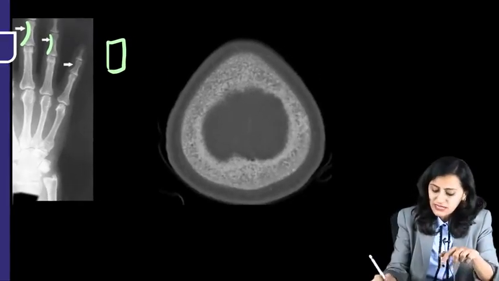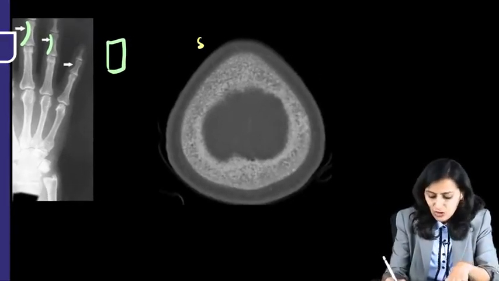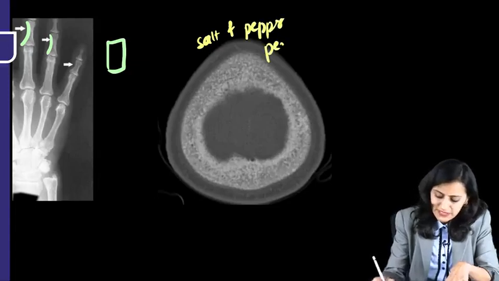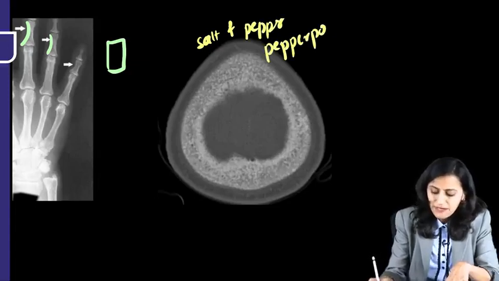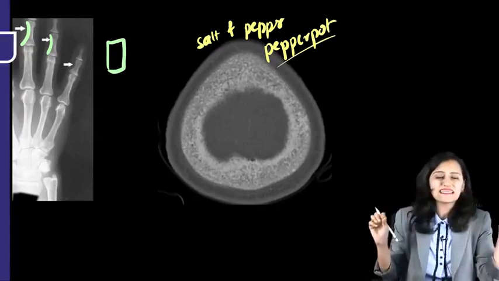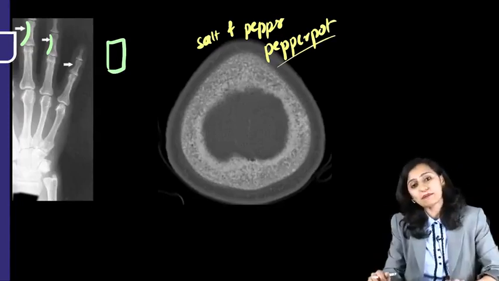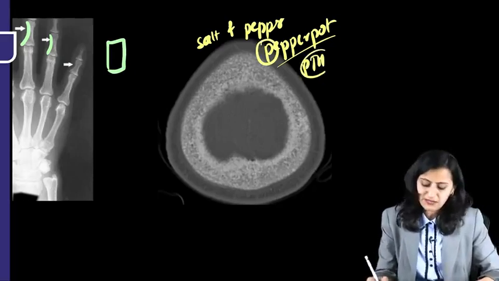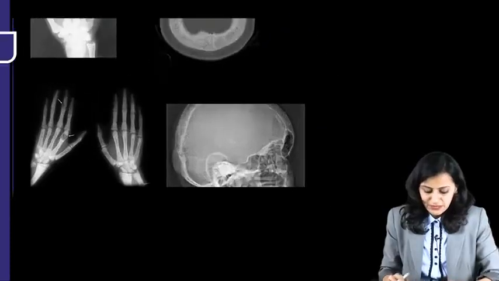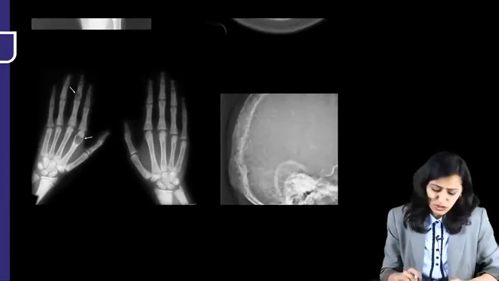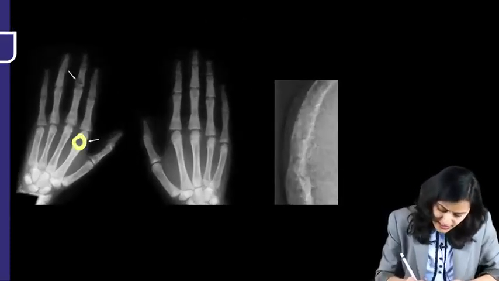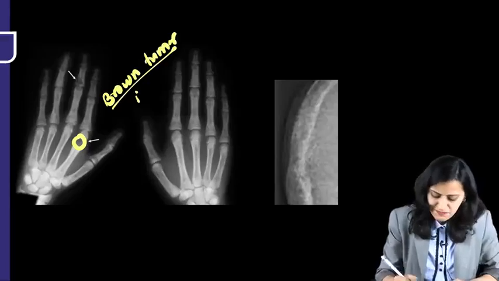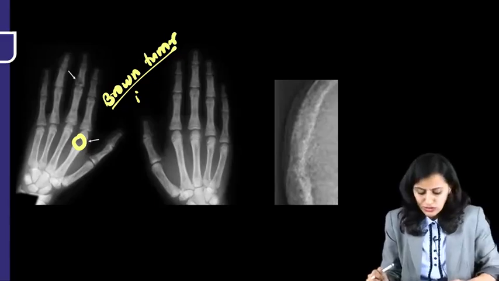What appearance of the skull do we get here? This is called salt and pepper appearance, or it is also called pepper pot appearance. The tiny lytic lesions give the salt and pepper appearance. So remember, pepper, P for parathyroid. What do we have here? The bony lesions that we see here, which look like a tumor. This is called Brown's tumor. Okay, this is Brown's tumor, which is seen in primary hyperparathyroidism more commonly.